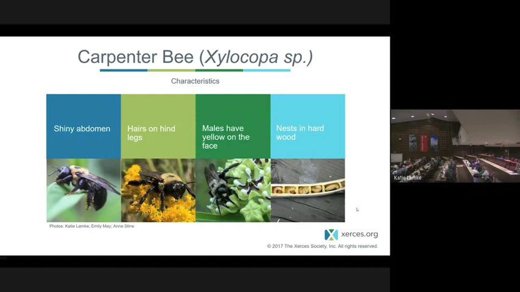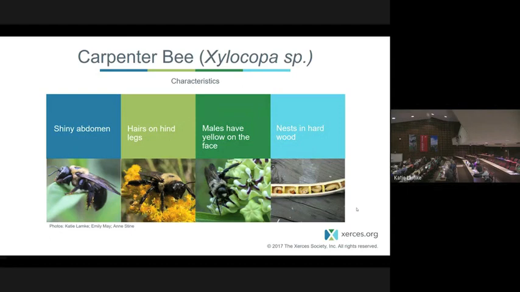Males of carpenter bees have a yellow spot on their face, which is kind of distinct between a bumblebee and a carpenter bee. It almost looks like the males are wearing a mask. So if you catch a bee that looks like it has a mask on its face, it's probably a carpenter bee. They also have a very different nesting structure. Many of our carpenter bees will nest in hardwood and make a tunnel within the wood rather than in a colony.